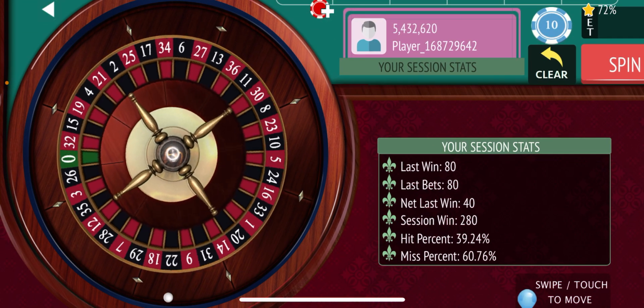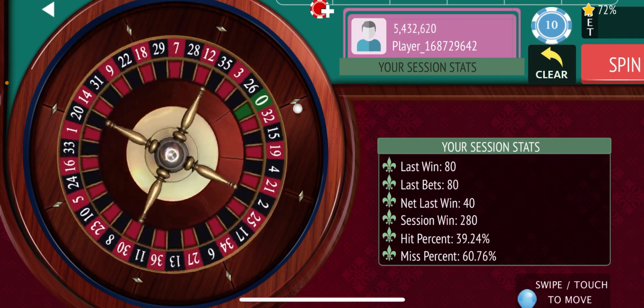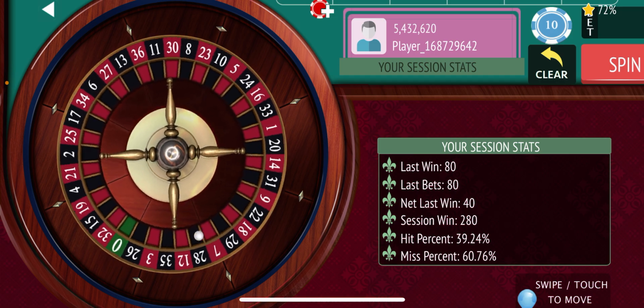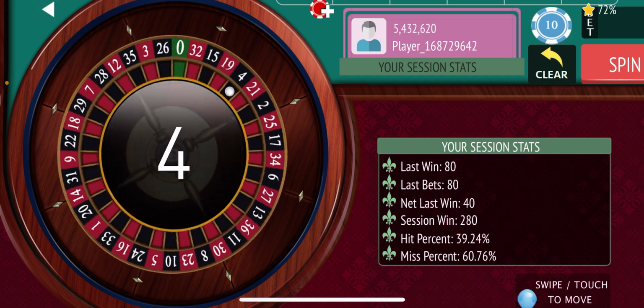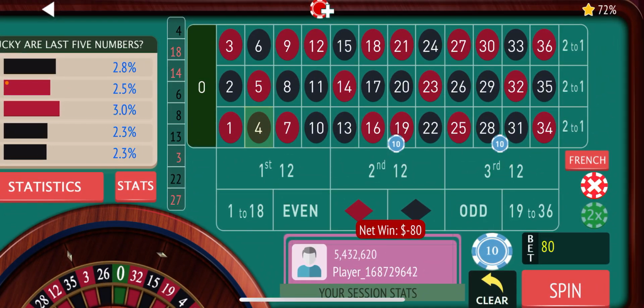Rebet, spin. Total bet of 80. We're currently at 280. Our next session profit goal was 350. And that's a 4. And that's just about done on time.